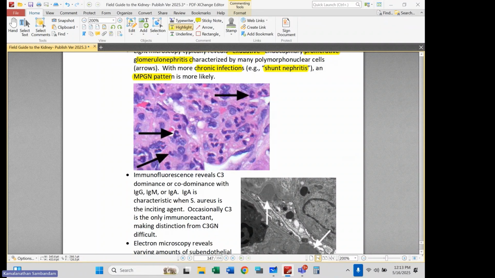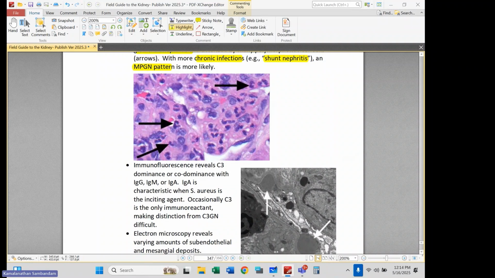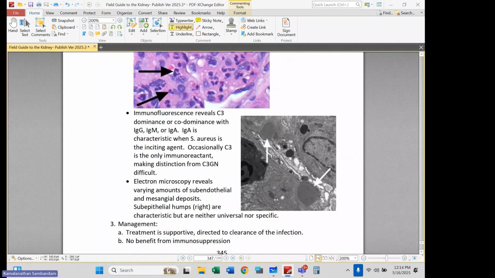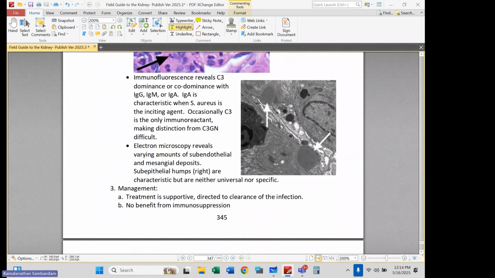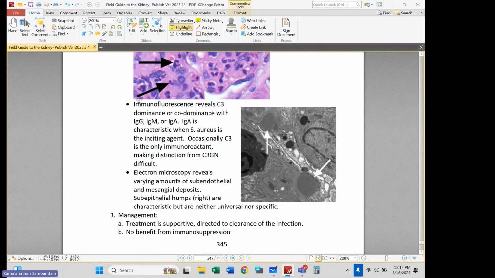Shunt nephritis is a classic, or sort of a historic, condition that was described in the literature in patients with VP shunts that become chronically infected. Okay, that's one example, but one is more likely to see an MPGN pattern with subacute bacterial endocarditis or osteomyelitis. In immunofluorescence patterns, remember, I'm typically going to see C3 that's present, dominant or co-dominant with other immunoglobulins present.